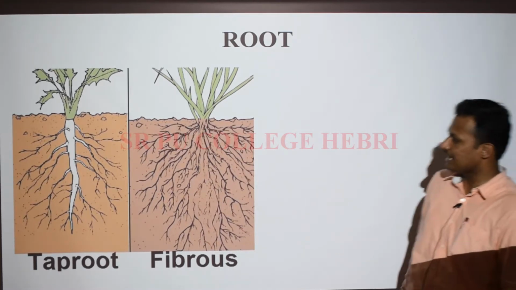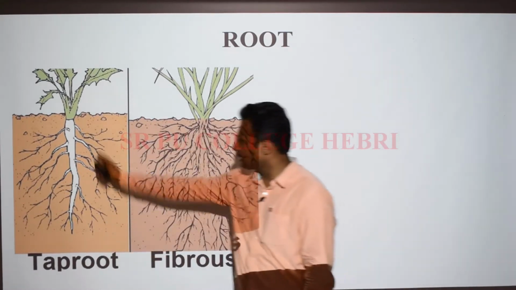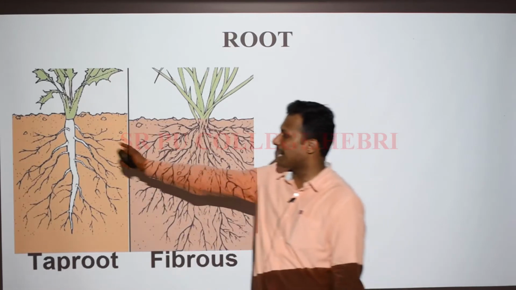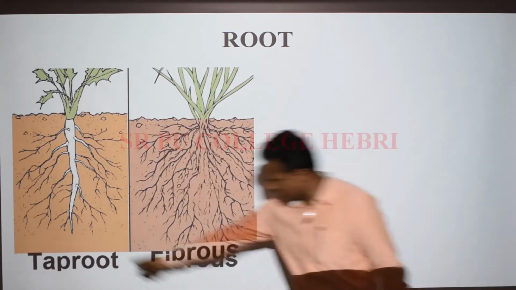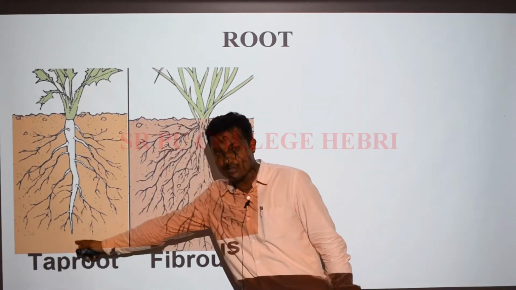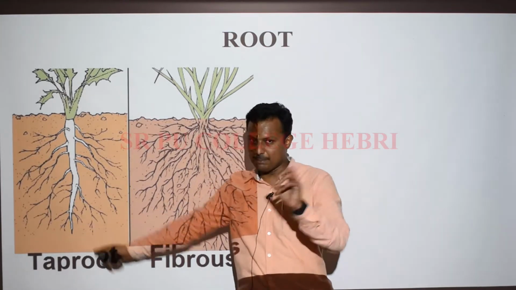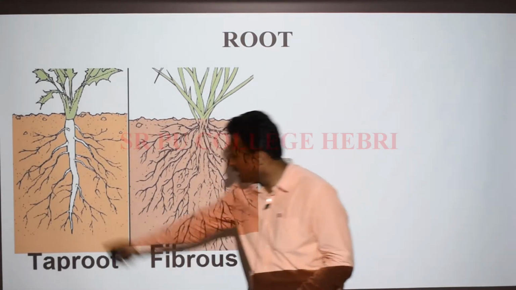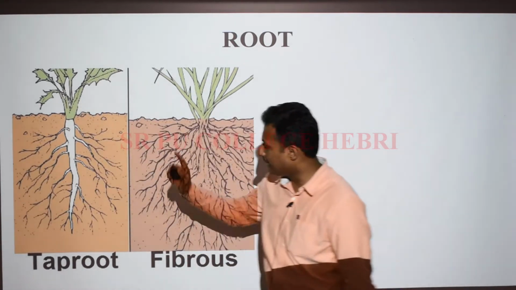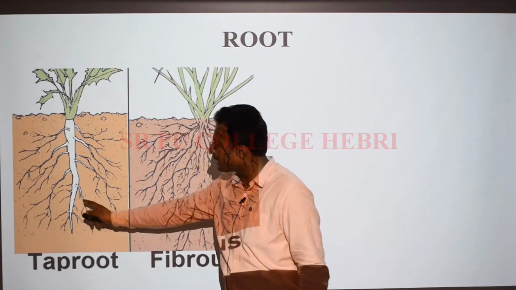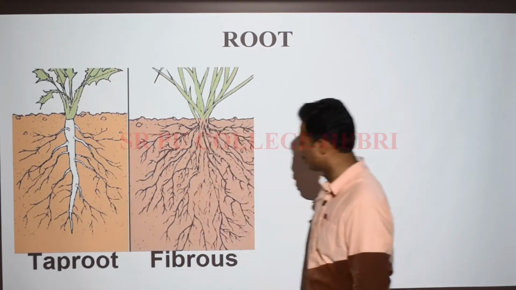So you can see in the case of the tap root, there is one mother axis, from which the branches will arise, and these branches can be called secondary or tertiary roots, right? In this region there are no branches. This is the root cap, and that root cap is covering the meristematic region and region of elongation, and all this is the region of maturation, and that is why you can see the branches of the roots arising only from the region of maturation.